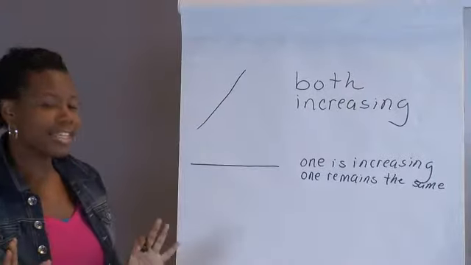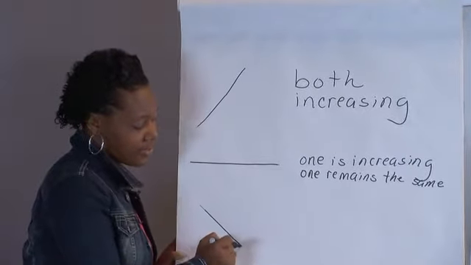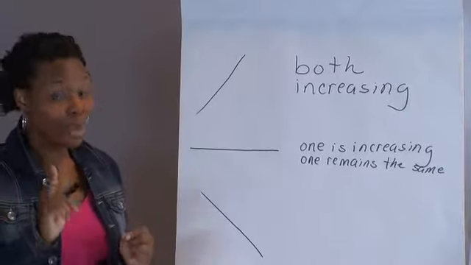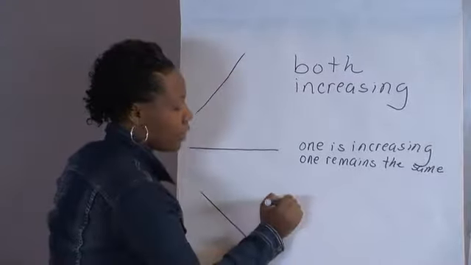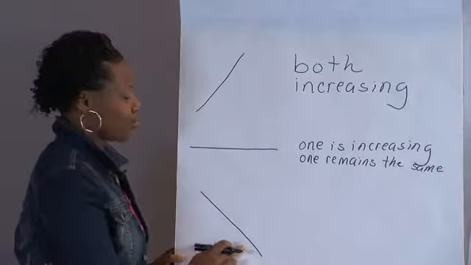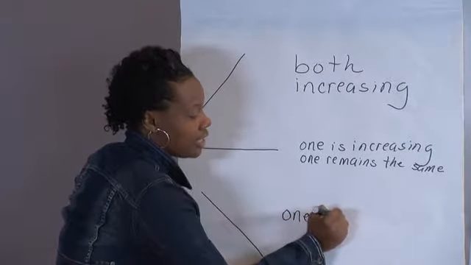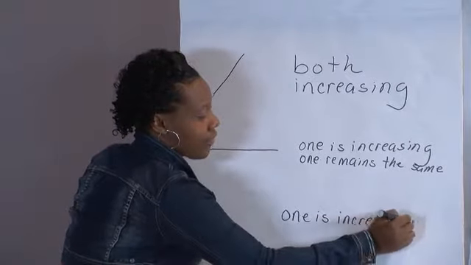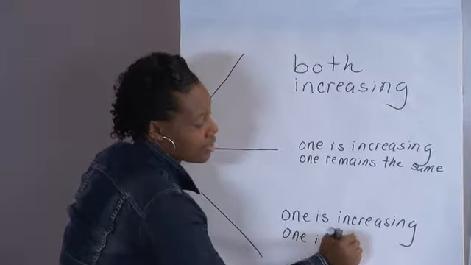Okay? Then lastly, you may have a part of a graph that looks like this. Whatever two things you're talking about, one is increasing, the other is decreasing. Don't let it fool you. You would think that from here, everything is decreasing, but that's not true, okay? So one is increasing, while the other is decreasing.